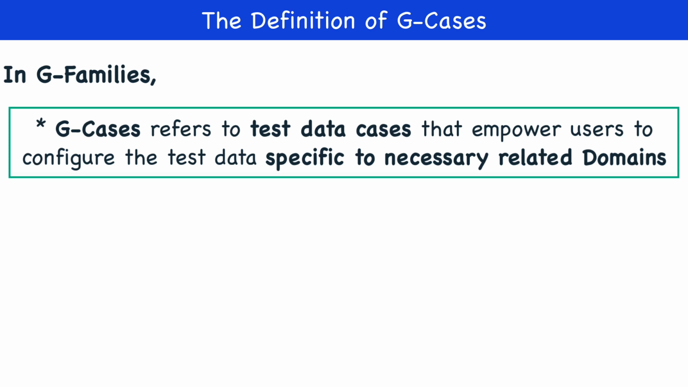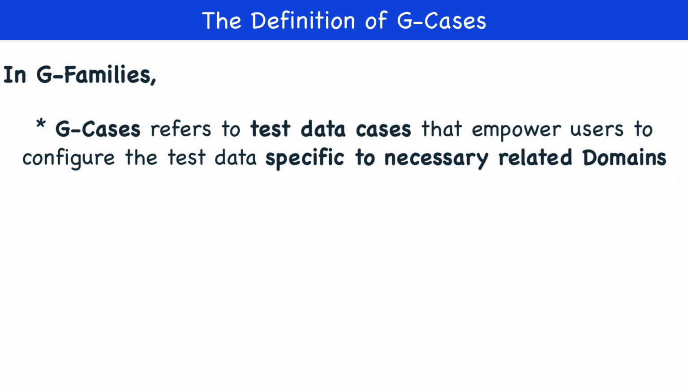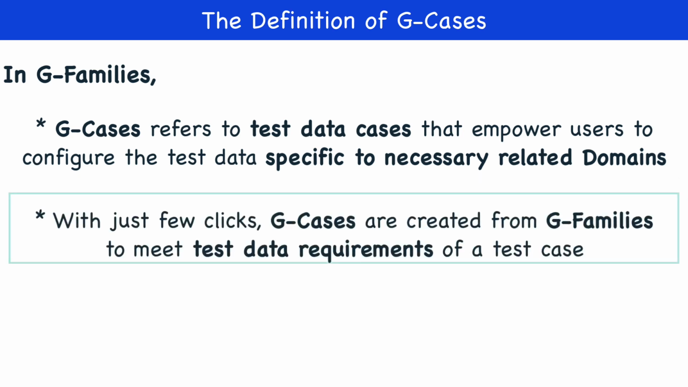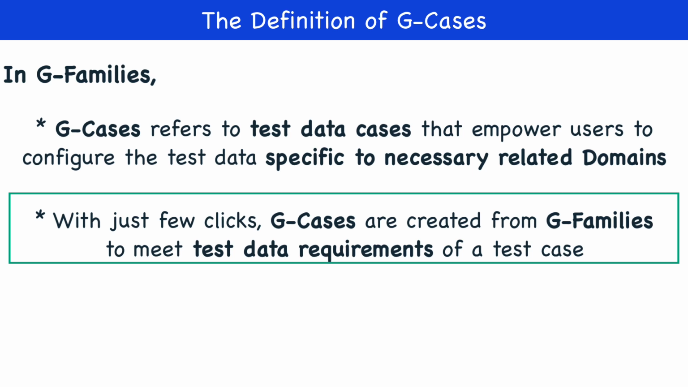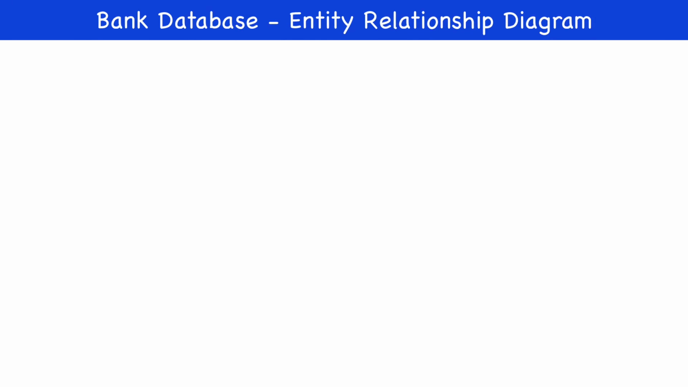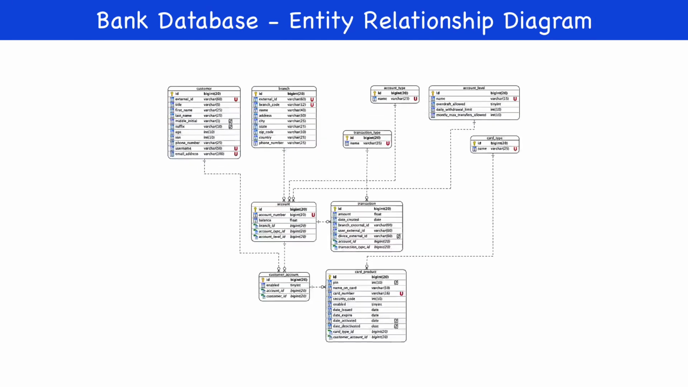G-cases refers to test data cases that empower users to configure the test data specific to necessary related domains. With just a few clicks, G-cases are effortlessly created from G-families to meet the test data requirements of a test case. Let's understand and explore more from our usual bank database example.